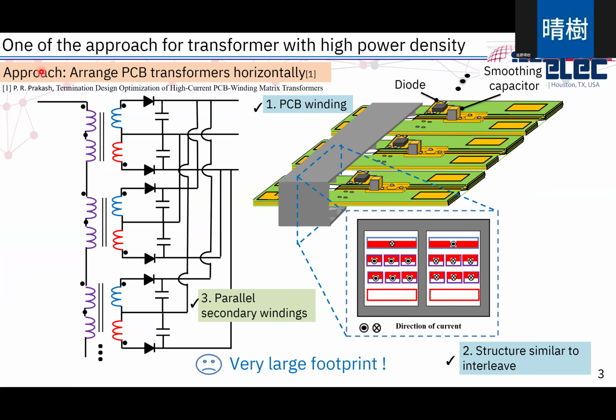So I'll talk about one of the approaches for transformers with high power densities. The approach is to arrange PCB transformers horizontally like this. And this transformer is made by PCB windings, and it reflects a structure similar to interleave. And it has parallel secondary windings like this. But this has a very large footprint. So this is not realistic.